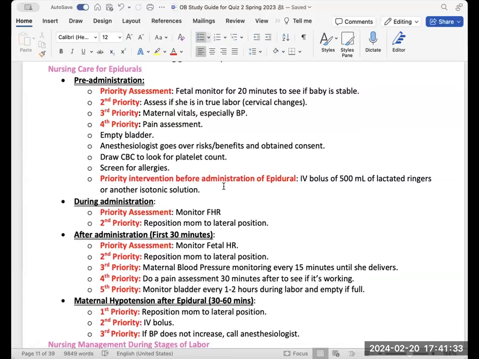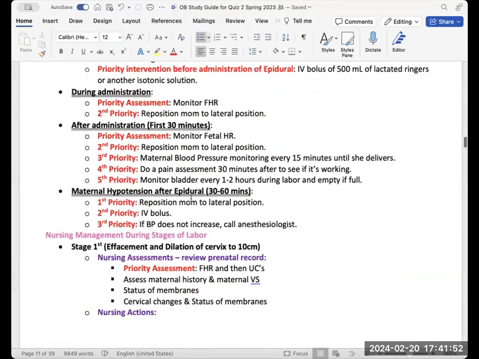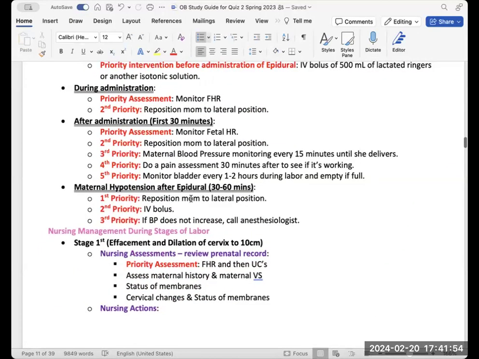Hopefully, but I tried to give an example because I know it will definitely be worded, what should the nurse do before administration? IV bolus. Just IV bolus. You're going to get it right. And if it says during administration, the nurse is monitoring, after giving an epidural, monitor fetal heart rate. 30 minutes after administration, monitor fetal heart rate. If 30 to 60 minutes pass and they have maternal hypotension, reposition the mom.